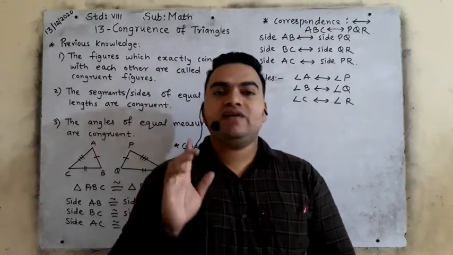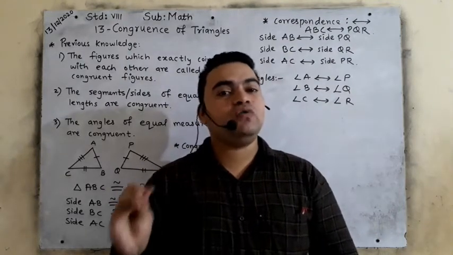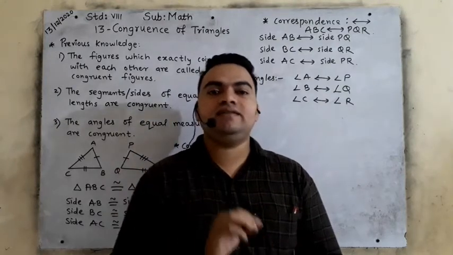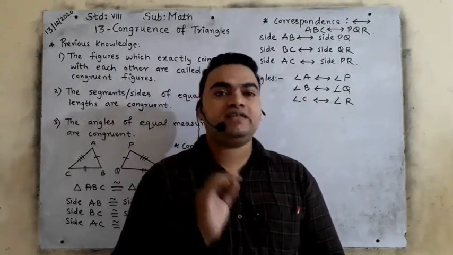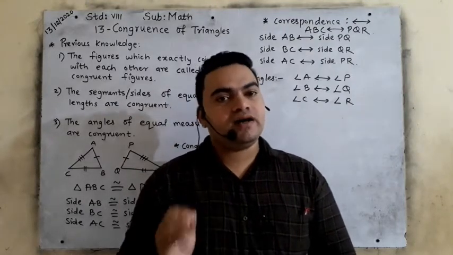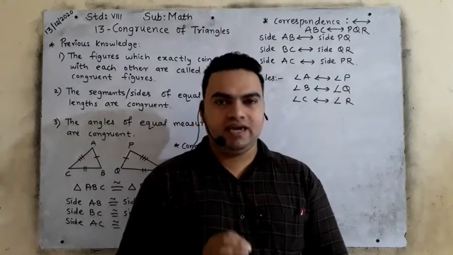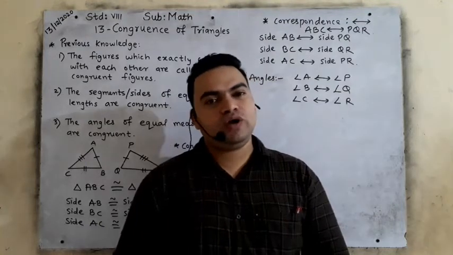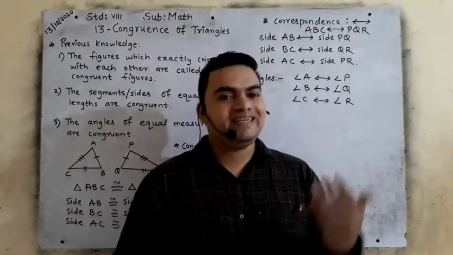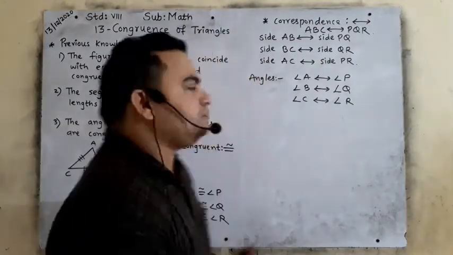It means identical marks will be given in the figure, we have to observe them and then write the particular, perfect and proper congruent sides and congruent angles, correspondence sides and correspondence angles. So my dear students, please look at the board and try to understand what is correspondence of triangles and its properties. Please look at the board.